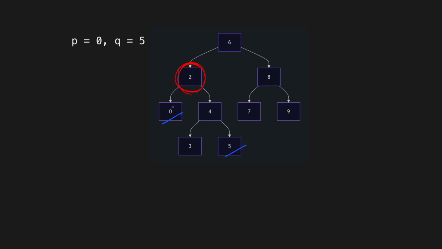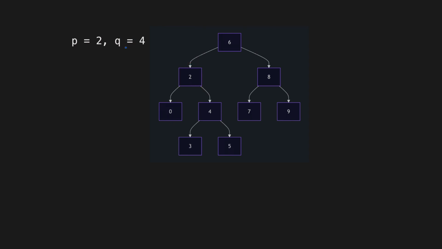Because if we go towards left and choose node 0, then it will be an ancestor of node 0 but not of node 5. Similarly, if we go towards right and select node 4, then it will be an ancestor of node 5 but not of node 0. So that's why node 2 should be the lowest common ancestor between the nodes 0 and 5.